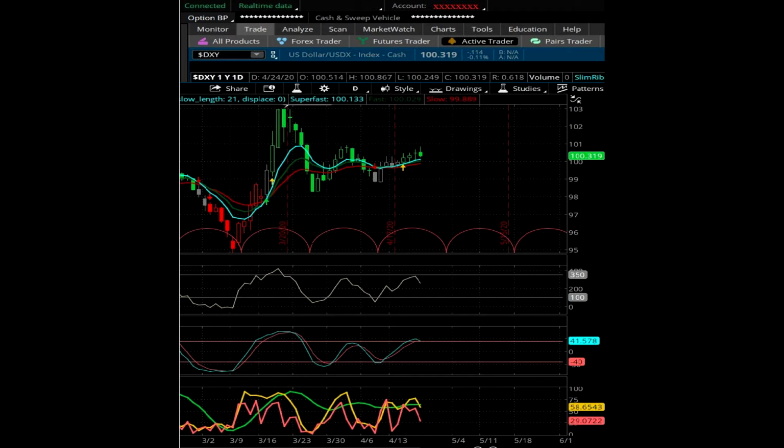Now, this particular index, you can't trade this index directly, but it serves as a very good tool, or an index, I should say, to keep track of currencies, because a lot of the currencies trade either in opposition to the U.S. dollar, or they might trade with it a little bit, but usually there's some type of correlation going on between the U.S. dollar and other currencies.